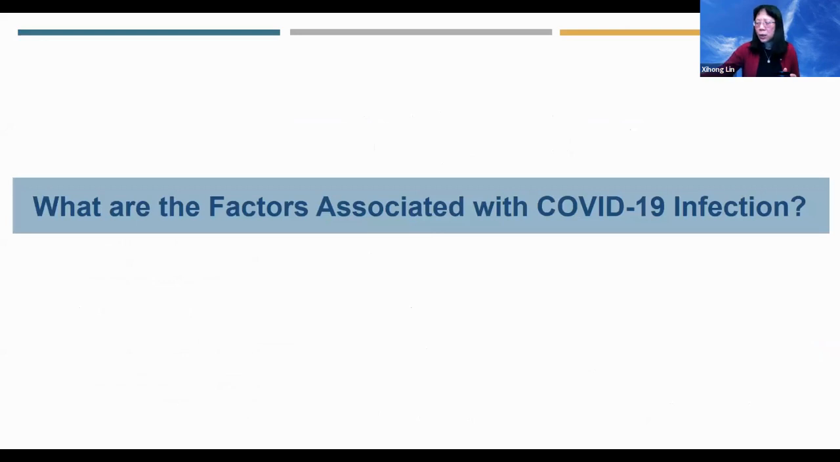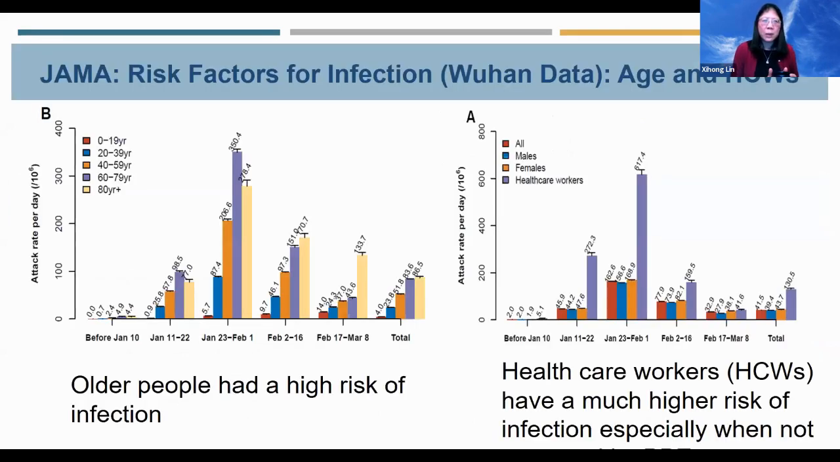And then the next question we look into is what factors are associated with COVID infection? And so first I'll report the Wuhan data. So this was published in JAMA in the spring. And so in the Wuhan data, as you can see, the older people were at higher risk of infection for each of the periods. So those are marked by the purple and also the yellow. And on the right, you can see that female and male had a similar risk in Wuhan. But healthcare workers, especially before the lockdown, were at higher risk compared to the general public in terms of infection, because of unawareness of the virus.